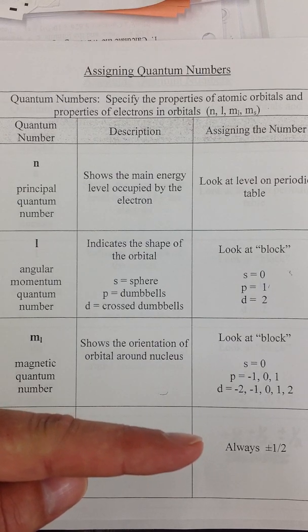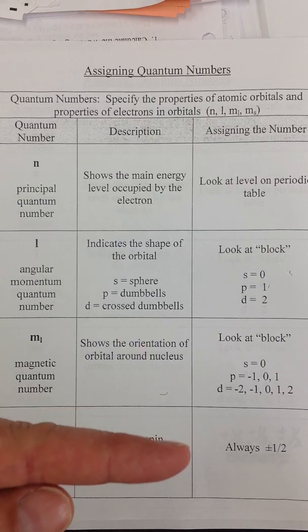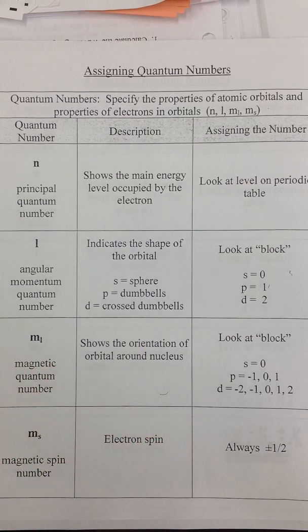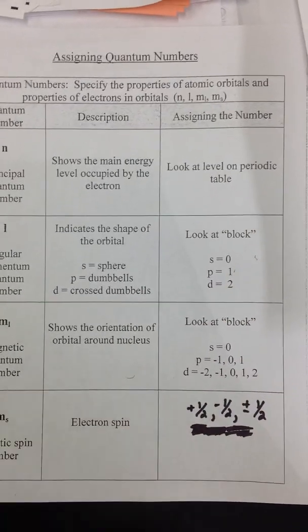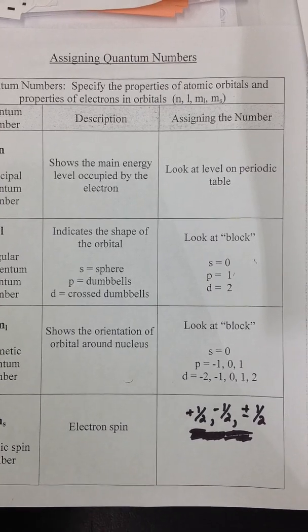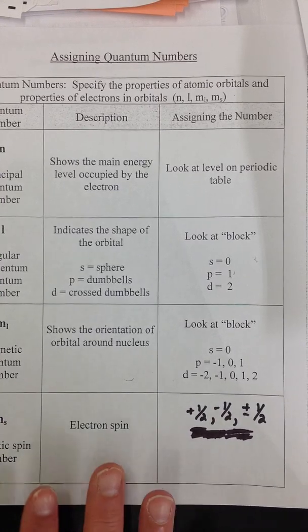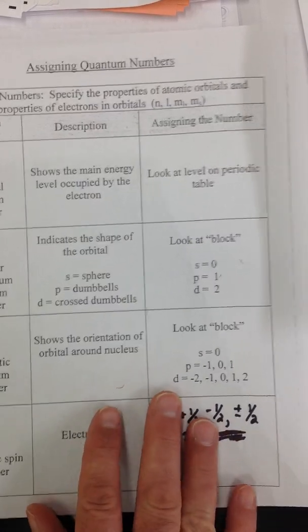Well, there's two ways to look at this. If you look at it from Miss Estridge's point of view, that it's always plus or minus 1/2, yes, those are your choices, and we'll show you what that means in just a few minutes. But if you're looking at assigning a specific element all four quantum numbers, you need to think of it kind of like this, with your possibilities being positive 1/2, negative 1/2, or both positive and negative 1/2. All right, well, hopefully you've paused that or copied it, or you have a copy of it.